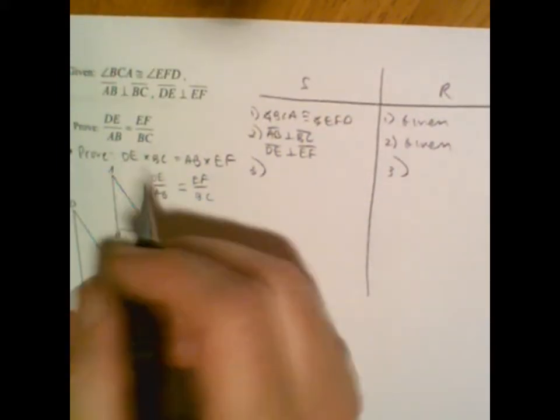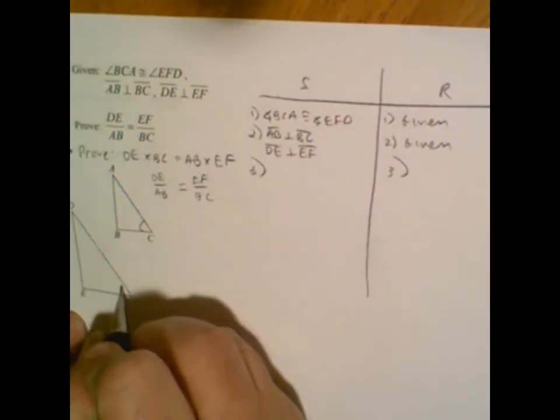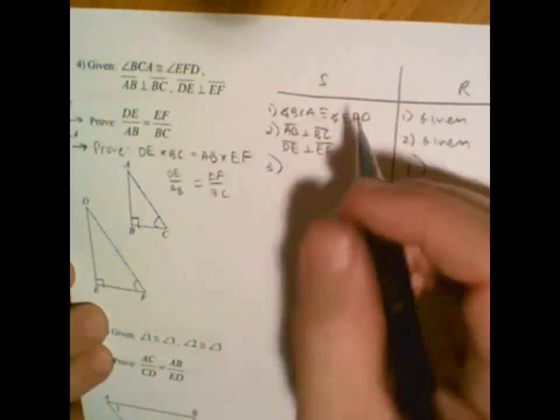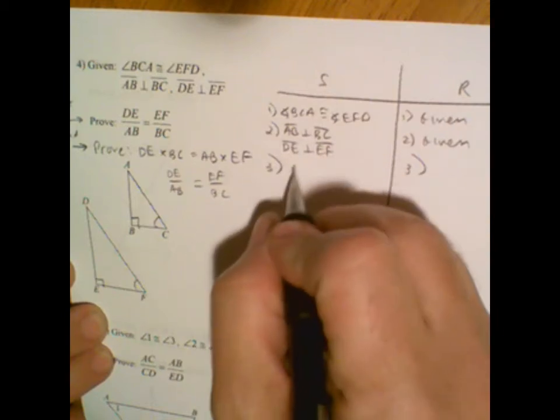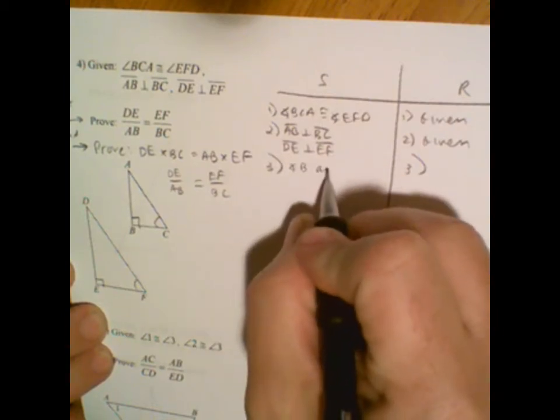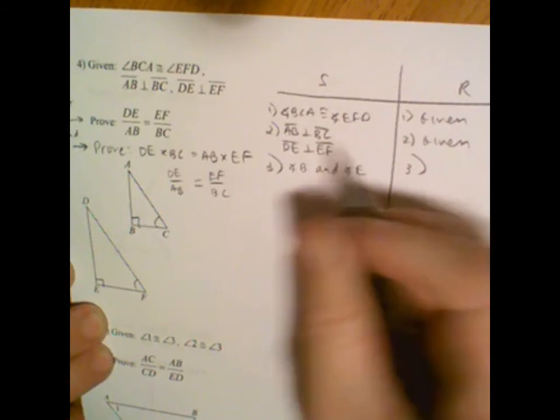So angle BCA is congruent to angle EFD. Put those in. AB is perpendicular to BC. DE is perpendicular to EF. So angle B and angle E are right angles.